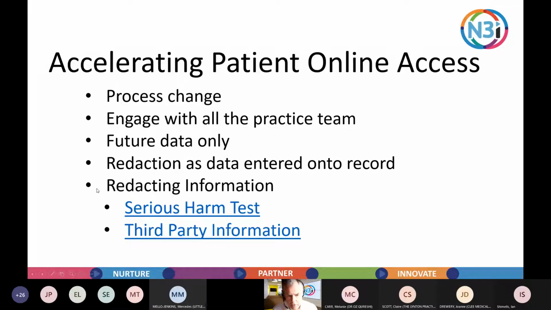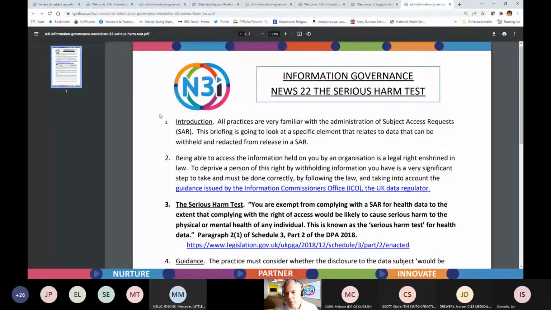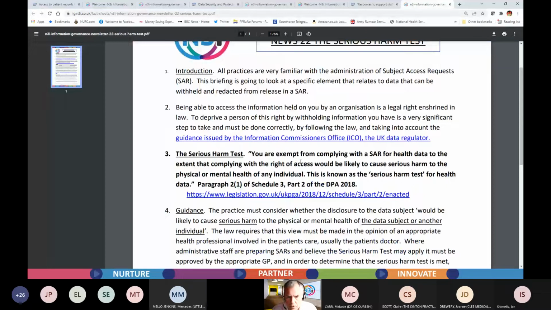So, on that note, let's have a quick look at a couple of very specific resources that we've got available. The serious harm test is the first one. This always gets talked about in terms of redactions. This is a newsletter that I've done. And we're saying here, look at section 3, which is the definition of the serious harm test from legislation. Complying with the subject access request, essentially it's the same thing we're saying.